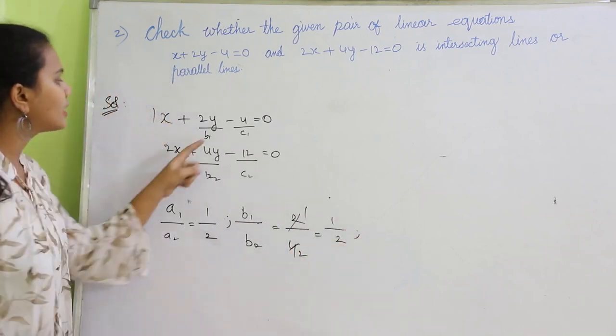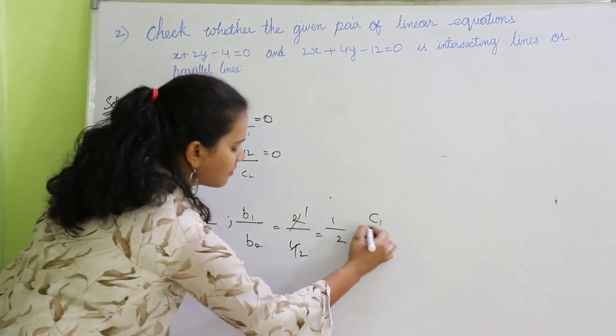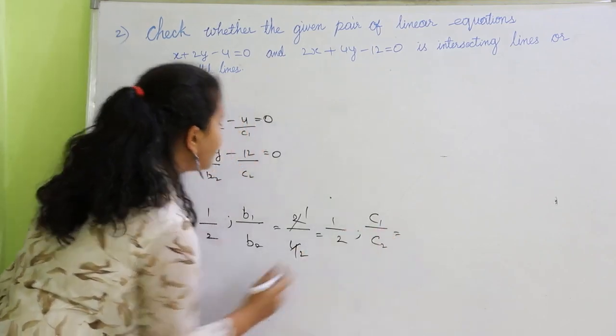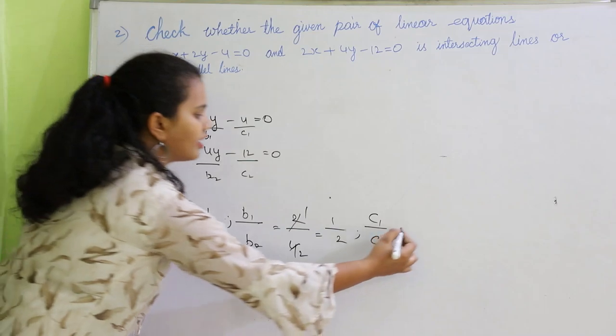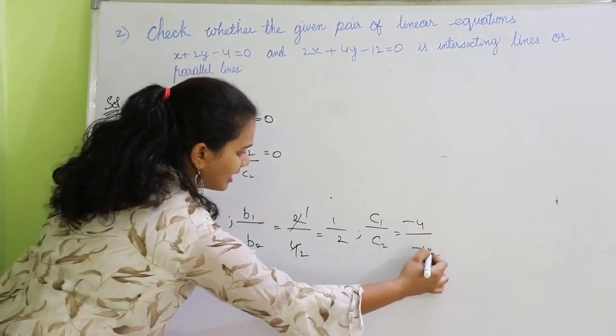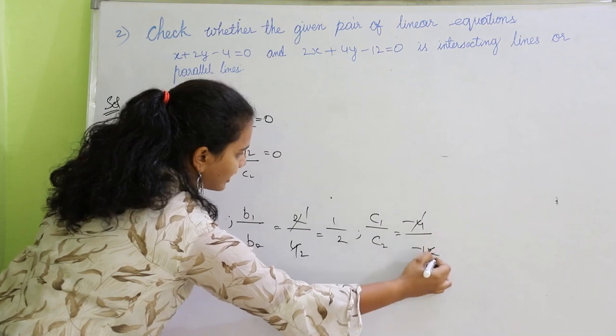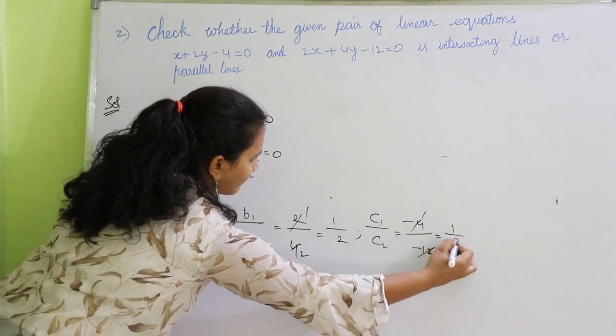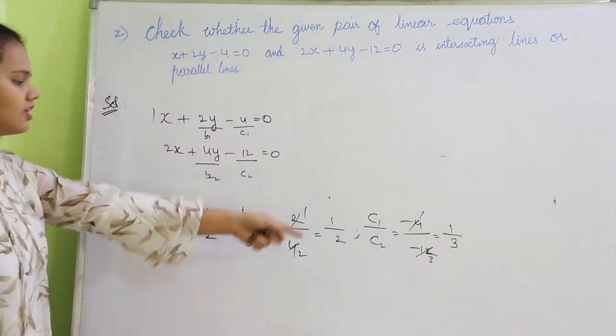Now next, here you have c1 by c2. Guys, say what is the c1 value over here? Minus 4 by c2 value, minus 12. Where minus gets cancelled, for 1 is 4, for 3 is 12. So therefore I got 1 by 3 over here.